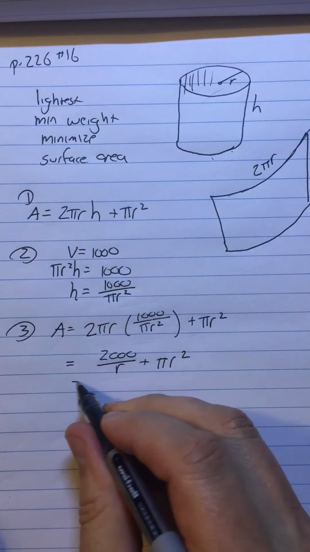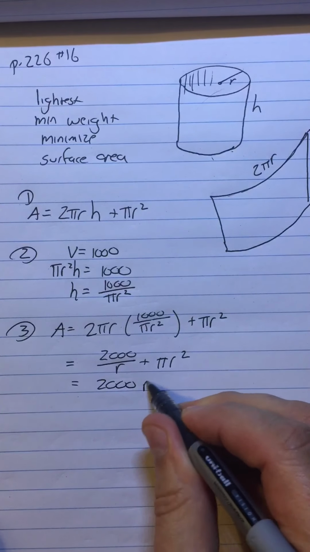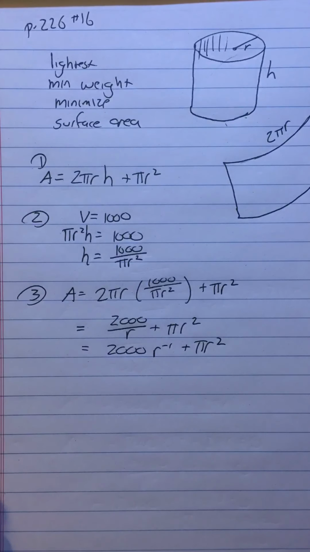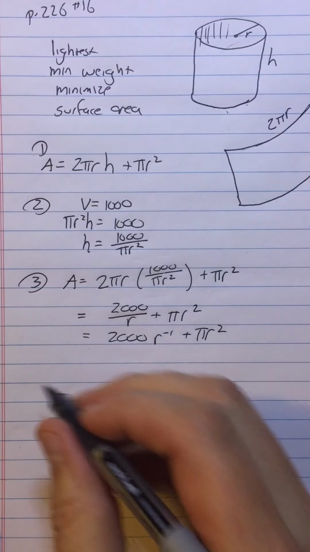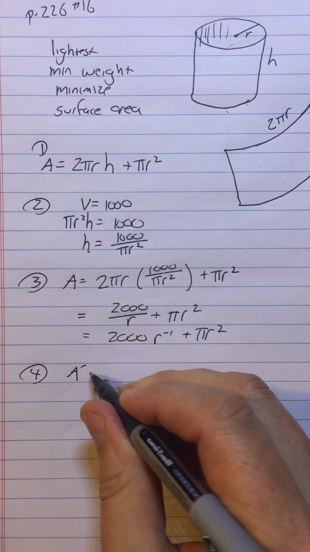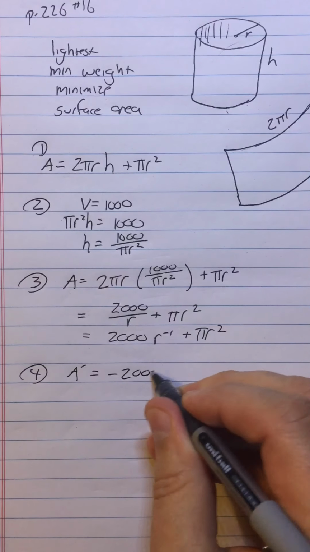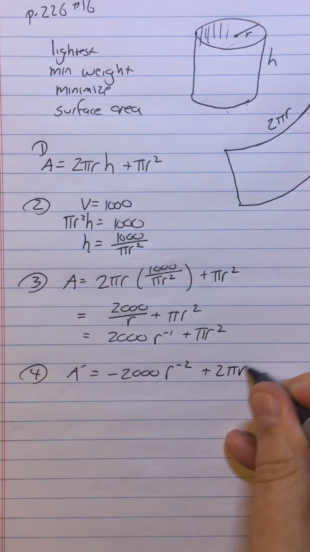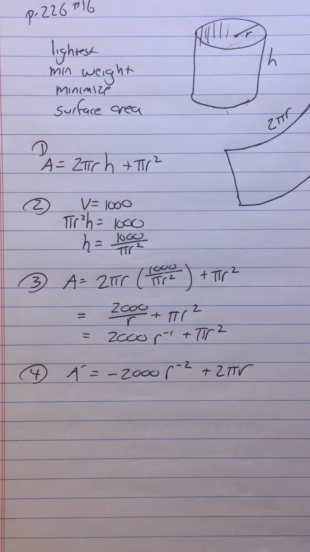I need to take the derivative of this, so let's write it as 2,000 r to the negative 1 plus pi r squared. Now I've got my simplified equation with just two variables. Step 4, I want to take the derivative. A prime is equal to negative 2,000 r to the negative 2 plus 2 pi r. All right, that's my derivative.